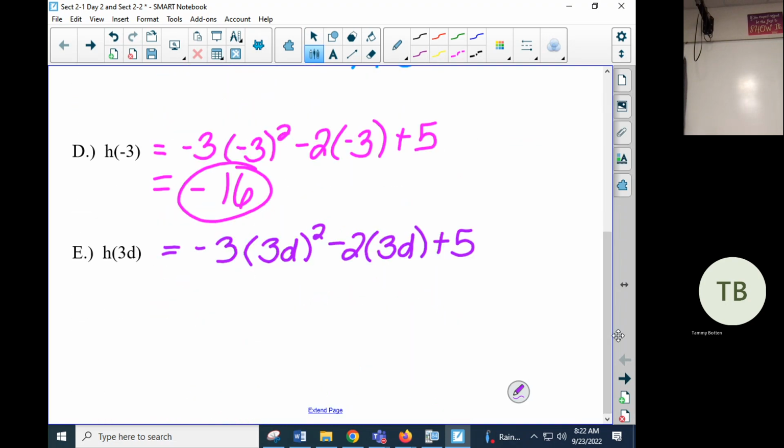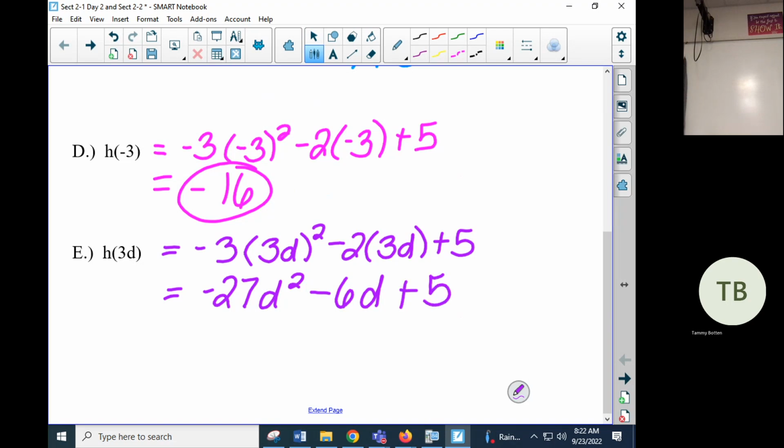Now, when there's that D, you can't punch the whole thing into your calculator. But you could punch this much into your calculator. You could go -3 parentheses 3 squared, and you could figure out this term. This would be -3 times 9, so that would be -27. And then this is just D squared. Then you have -2 times 3D. -2 times 3 is -6D. And then you have +5.